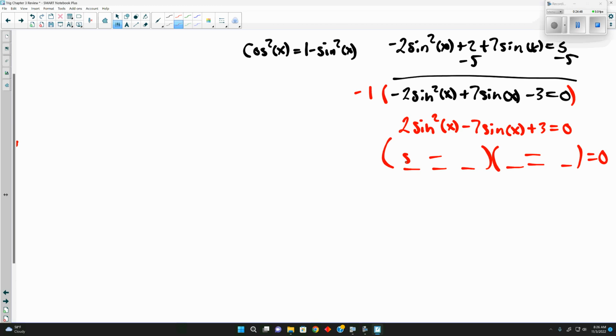Well, I know I'm going to have sine of x in both. And then we'll also need 2 and 1 with sine of x. Now the factors of 3 are going to be 1 and 3. Now I put the 1, the 3, and the 2 away from each other to help get us 7. Because 2 times negative 3 is negative 6. Negative 1 times 1 is negative 1, which will give us the negative 7. And I just didn't include the sine of x. So these are the factors that we want.